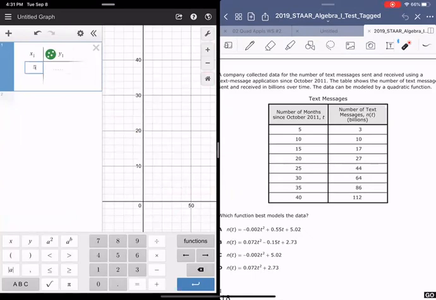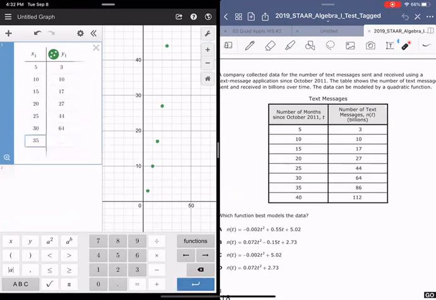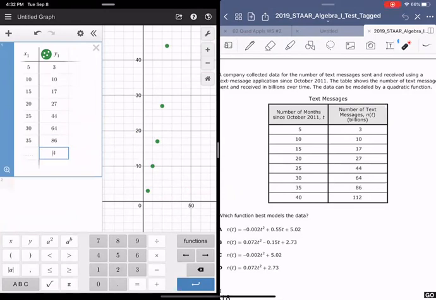You can type in 5 and 3, and 10, 10, 15, 17, 20, 27, 25, 44, 30, 64, and then 35, and then 86, and then you do 40, 112.